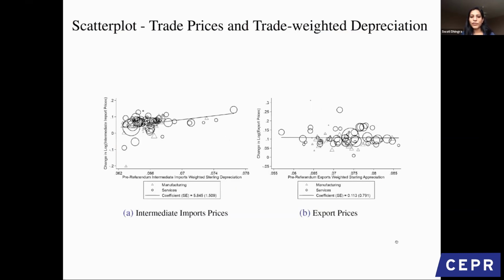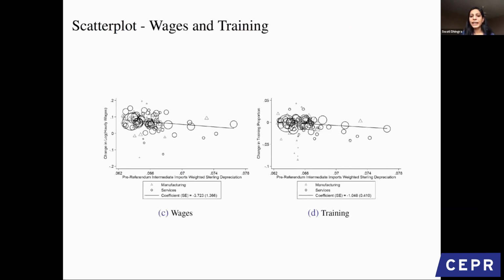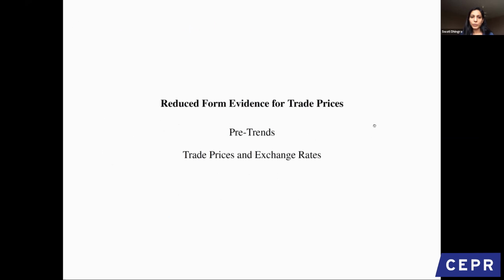I'll skip over this, though, just to very quickly make that point that if you look at here I've put the depreciation, and here I put intermediate import prices, you can see a clear upward sloping line. And I want to belabor this point a little bit more. The size of these markers is basically employment, how big that industry is. And the circles are services and the triangles are manufacturing. So if you were only looking at manufacturing, you're clearly missing a very big chunk of the entire workforce. On the export side, we don't really see any of this, a pretty flat line there. In terms of wages, a big downward slope here. And in terms of training, also a downward slope.